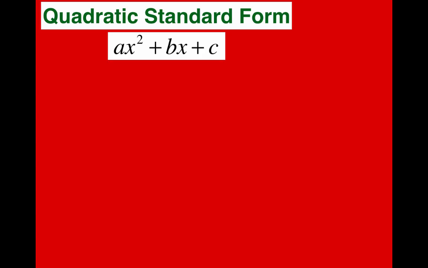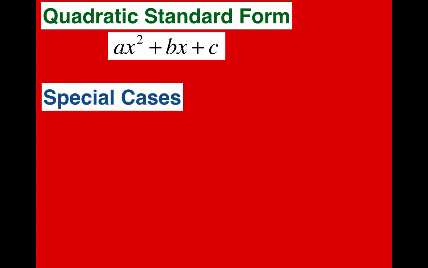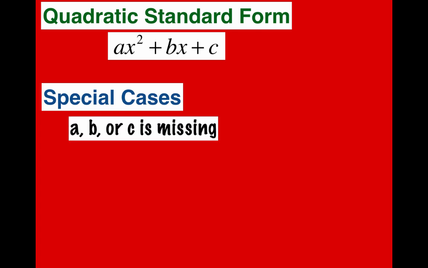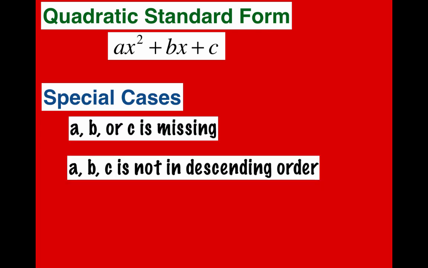Okay guys, so wrapping up this video, just remember quadratic standard form is ax squared plus bx plus c. There should be an ABC, and if one of them's missing, put a 0 in and do that rectangle diamond process. Special cases include A, B, or C is missing, or ABC is not in descending order. Remember, that's another thing to look for. If it's not in order, you can fix it.